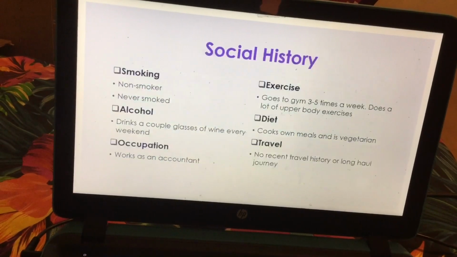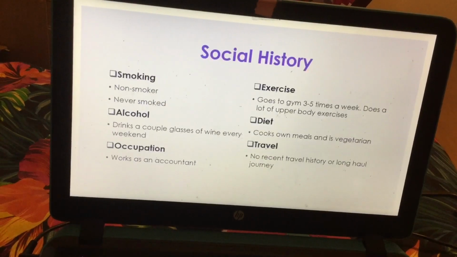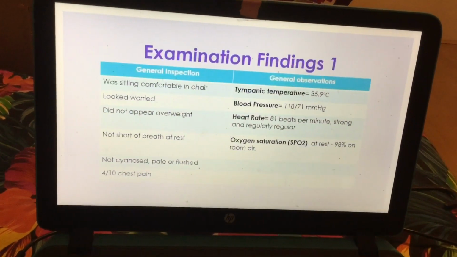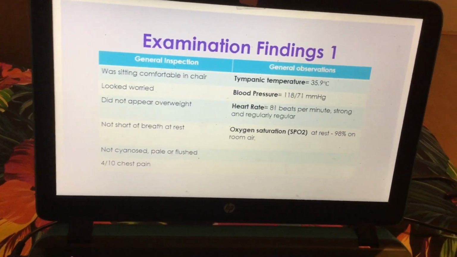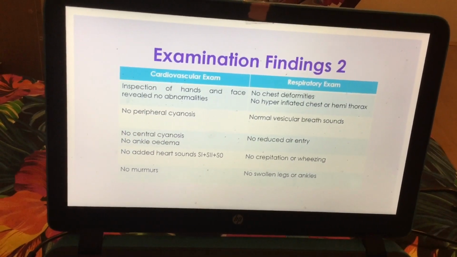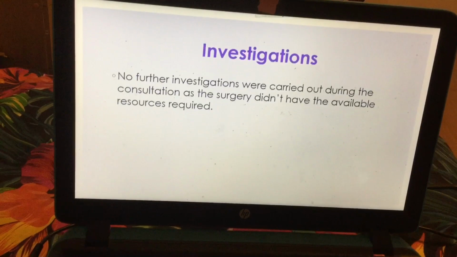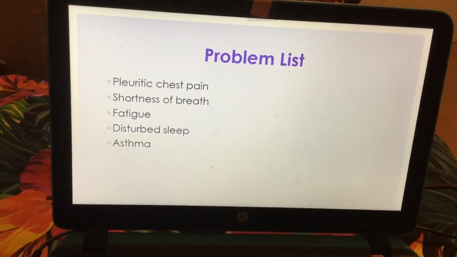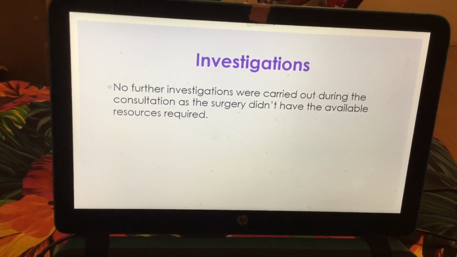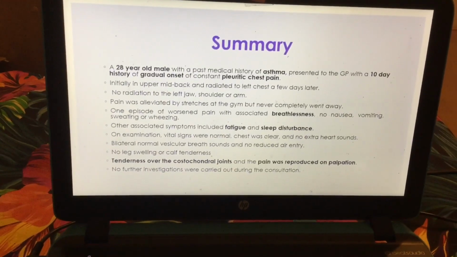So when you learn how to take history in med school or PA school, you would learn how to take all these different histories as part of the history taking process. So moving on to examination findings, you do the general inspection and the general observations. And then there were 3 exams that we did: cardiovascular exam, respiratory exam and musculoskeletal exam. Then investigations, but in this case we didn't do any investigations. When I say we, I'm referring to me and the GP, my supervisor, because this patient was a patient I saw in general during my GP placement. And you have a problem list there, that's the summary.